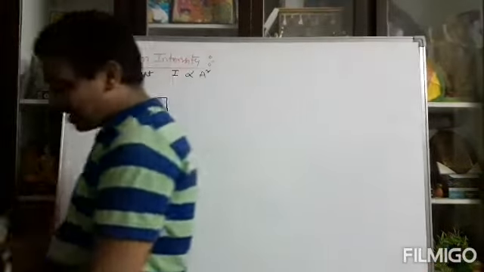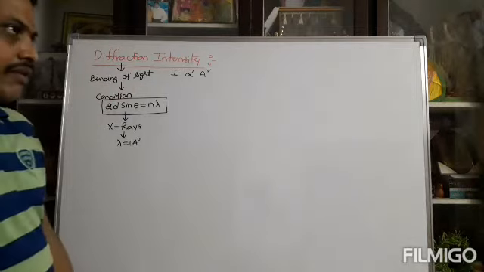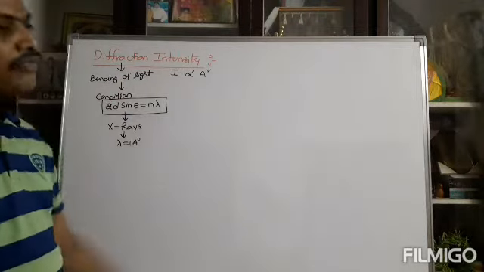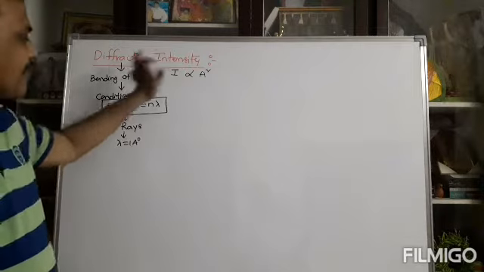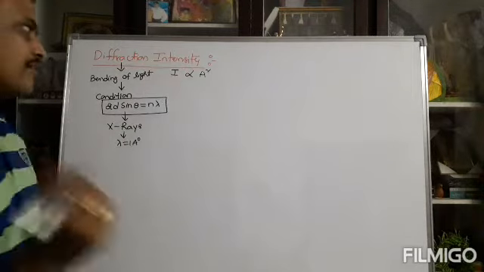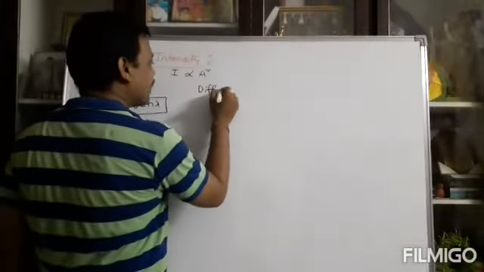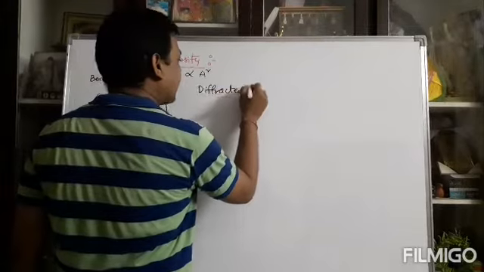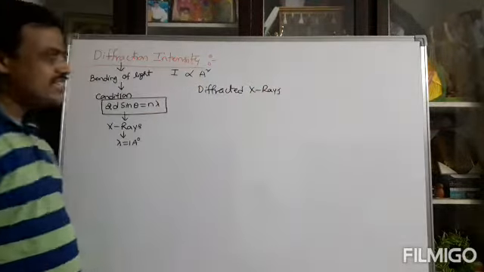This is the diffraction intensity. This diffraction intensity can be derived, so you can derive the formula for diffraction intensity. This diffraction intensity is completely different from diffracted X-rays. Why is it completely different from diffracted X-rays?